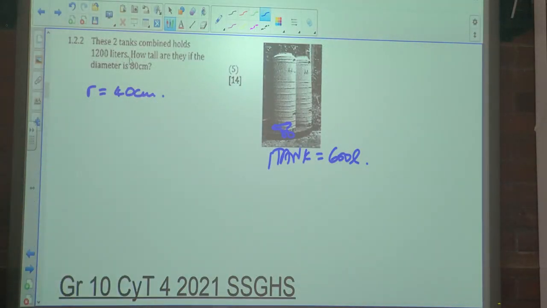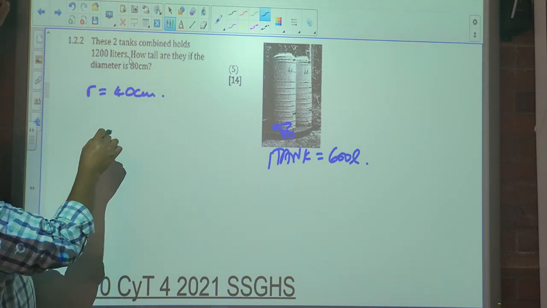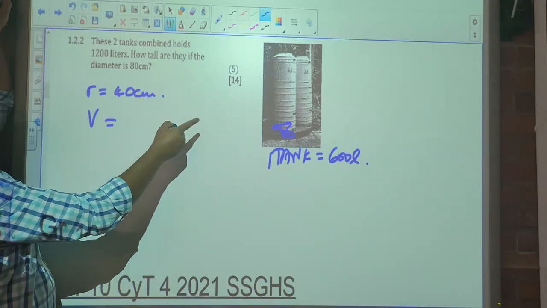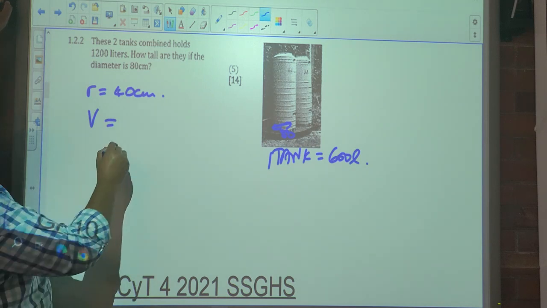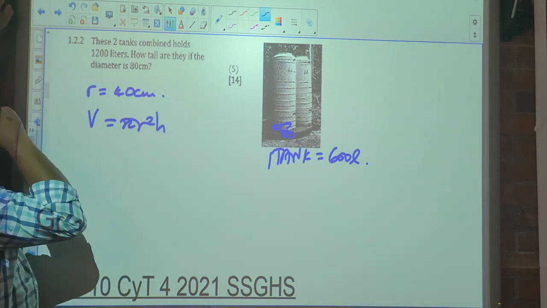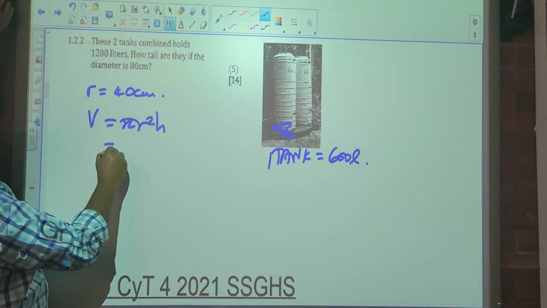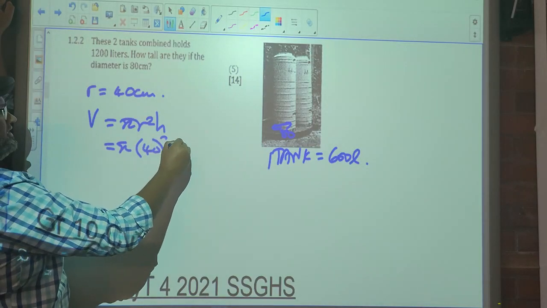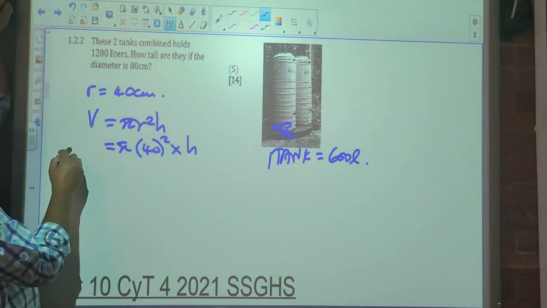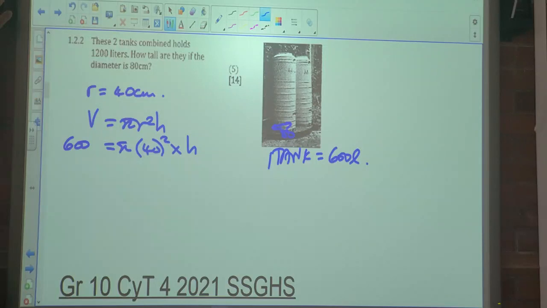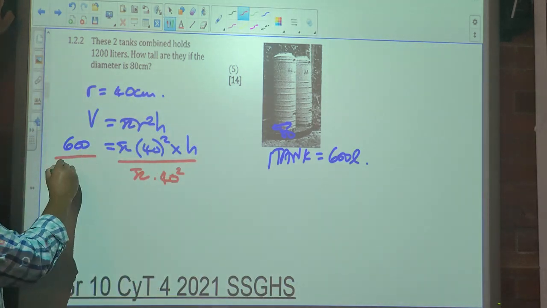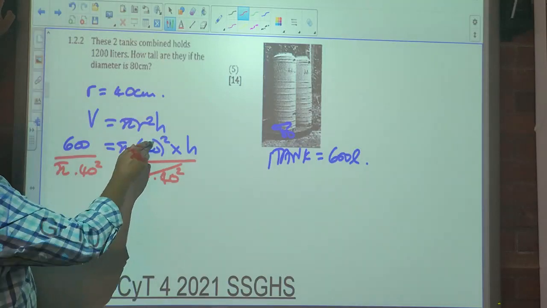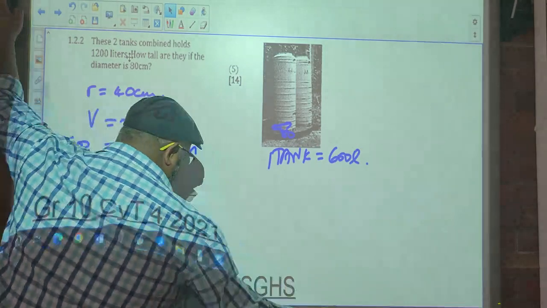Okay. They want to know how high this thing is. Not so. So if you're looking at the volume of a cylindrical item, how do you calculate the volume? Pi r squared, area of base times height. So the radius is 40. So it's pi times 40 squared times height is what we calculate. But what's the volume? 600. You all agree with that? So I divide both sides by pi times 40 squared. So that of course cancels.